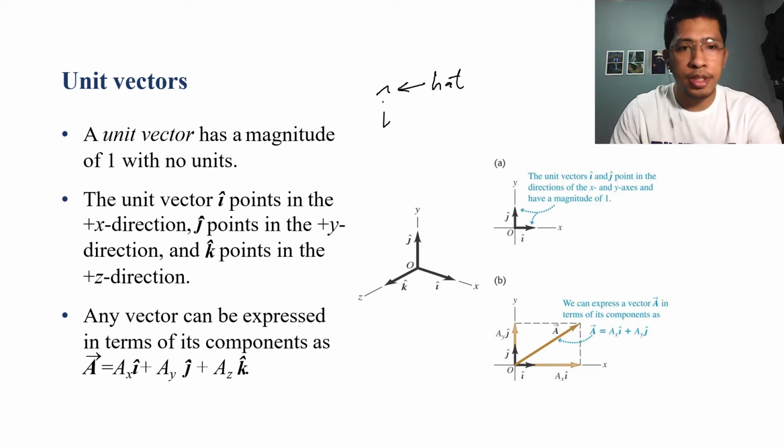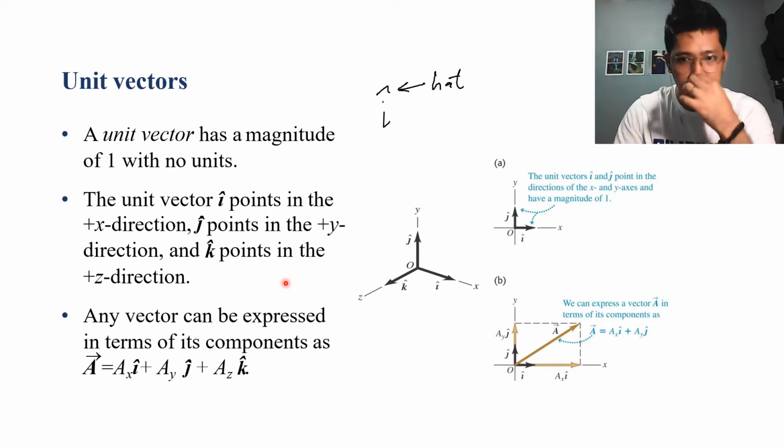Any vector can be expressed in terms of its components. Let's say, for example, vector A. Here, you have A_x i hat plus A_y j hat plus A_z k hat. You have here A_x, the magnitude of vector A along the x component, and then the direction i hat, plus the magnitude of A along the y component, and then the direction j hat, plus the magnitude of A in the z component, k hat.